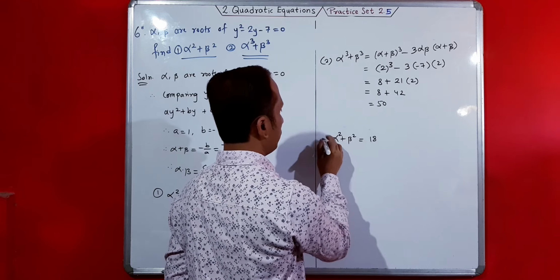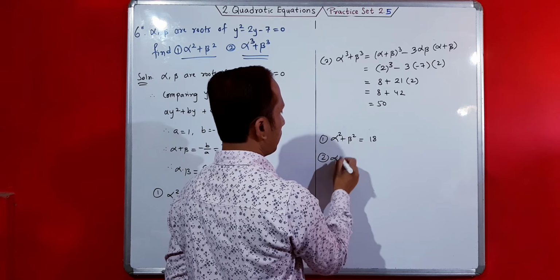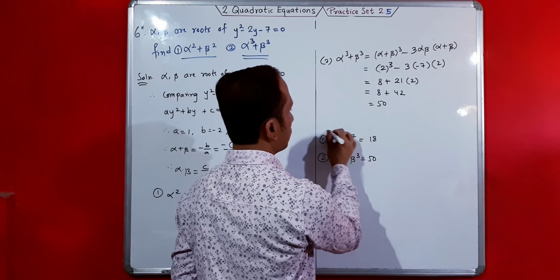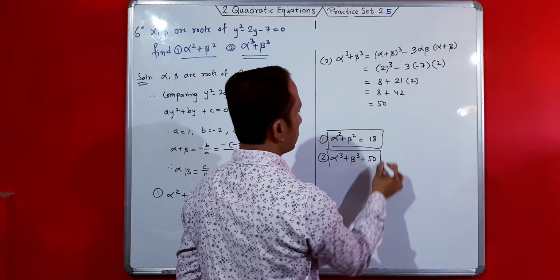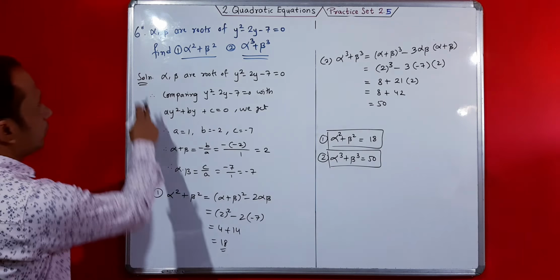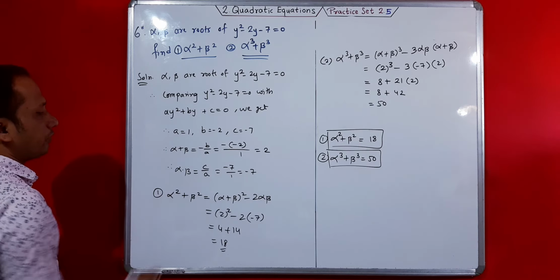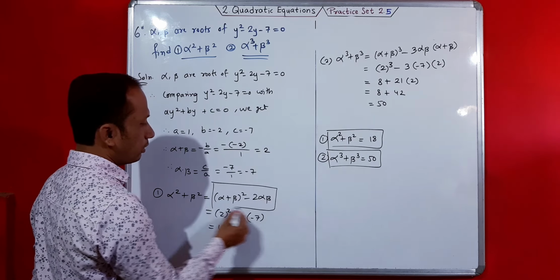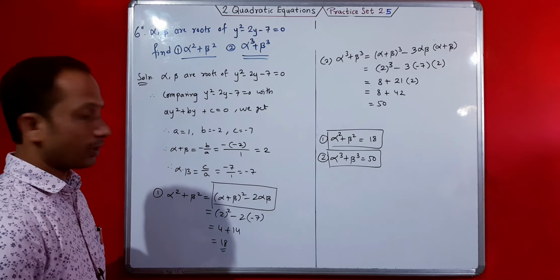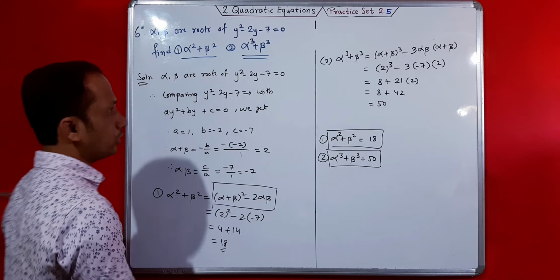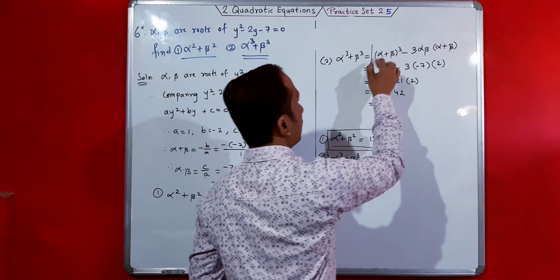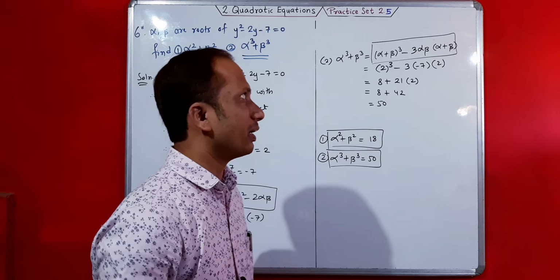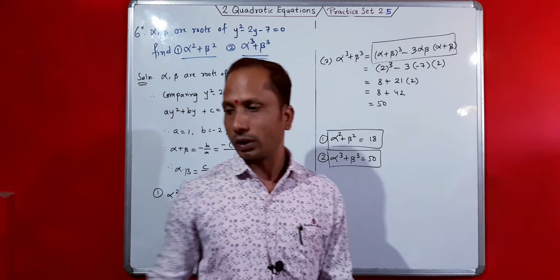This is the first one, and the second one is alpha cube plus beta cube is equal to 50. In this way you have to solve this. First compare this, find alpha plus beta and alpha into beta. Then for alpha square plus beta square, use this formula: (alpha plus beta) bracket square minus 2 alpha beta, and put the values. In this case, use this formula: (alpha plus beta) bracket cube minus 3 alpha beta in the bracket (alpha plus beta), put the values and do the calculation, you will get your solution.